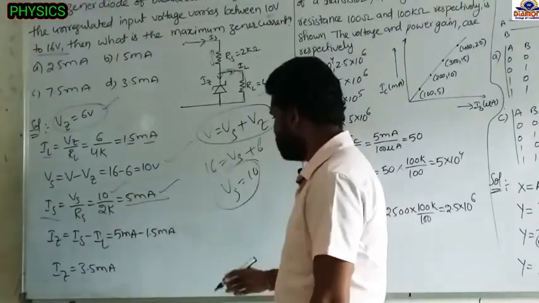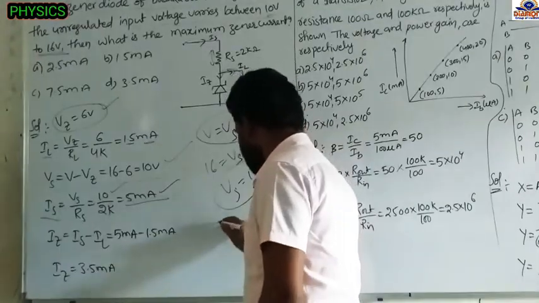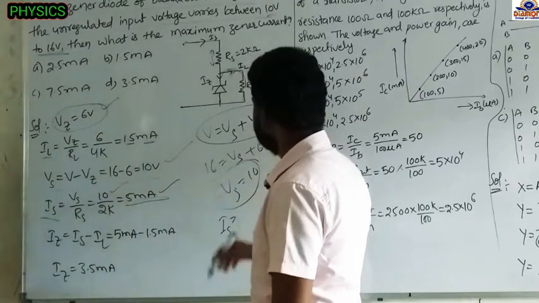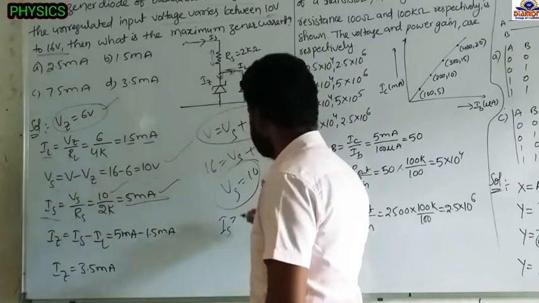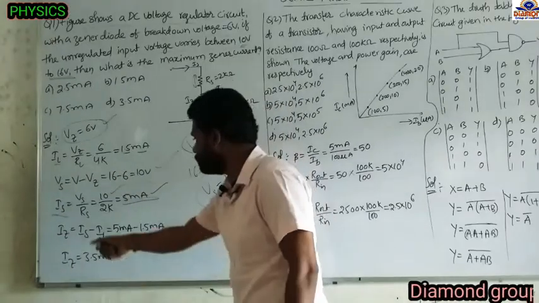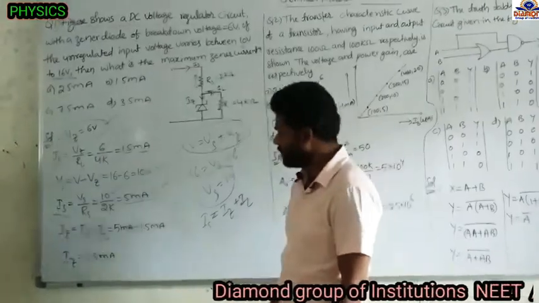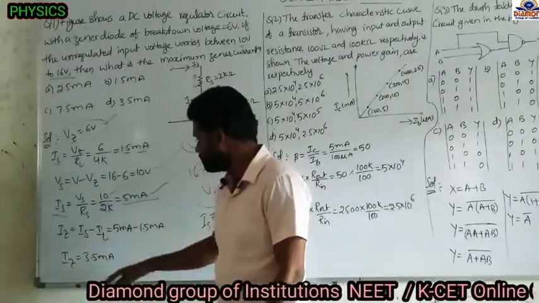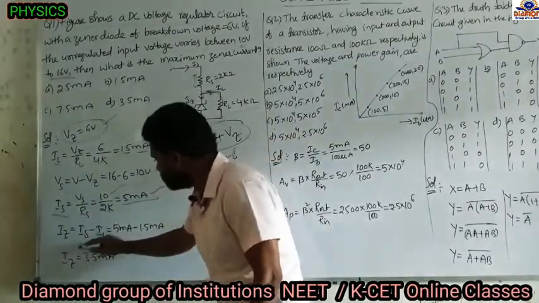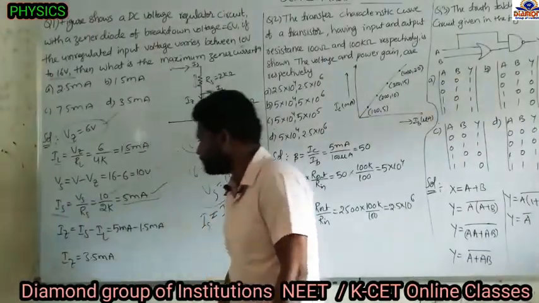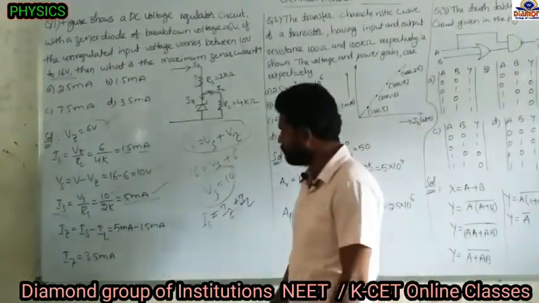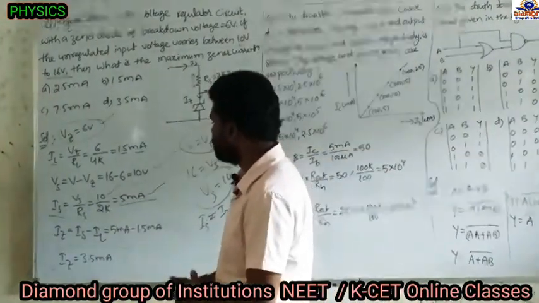So we know the input current, that means the total current IS. Here this current will be divided into two parts: IS will divide into IZ and IL. So IS equals IZ plus IL, and from this IZ equals IS minus IL. The IS value we know: the current flowing through the series resistance is 5 milliampere, and the current flowing through the load resistance is 1.5 milliampere. Then the current flowing through the Zener diode is 3.5 milliampere. So the maximum current flowing through the Zener diode is 3.5 milliamperes.